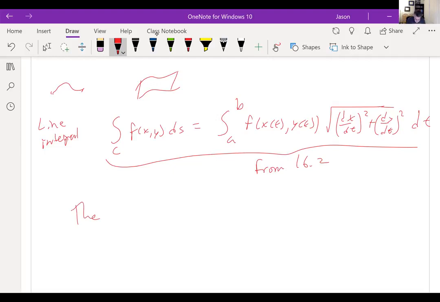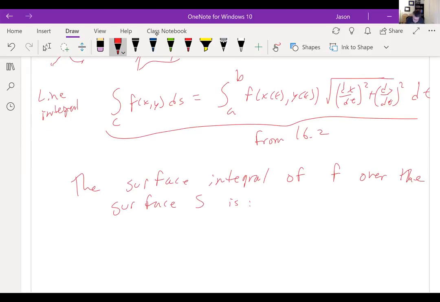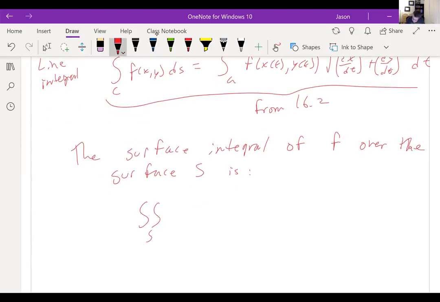So the surface integral of f over the surface S is given to us as the double integral over S of f(x,y,z) dS, where S is capital S. Lowercase s for 2 dimensions, capital S for 3 dimensions. Let's keep that in mind.